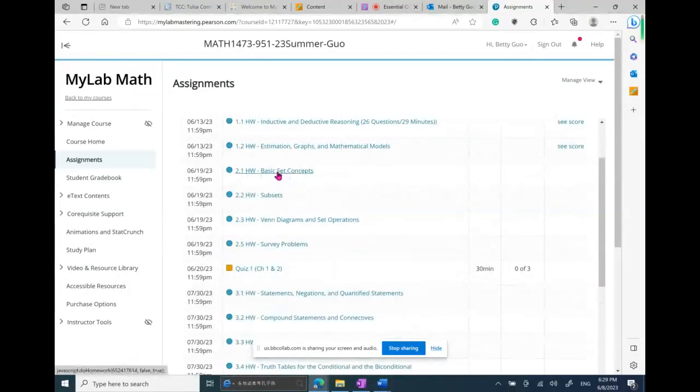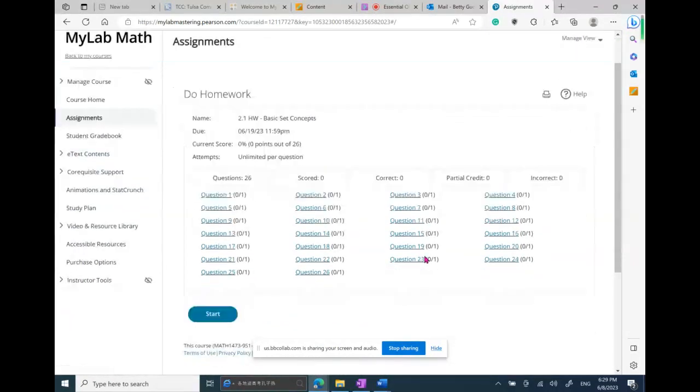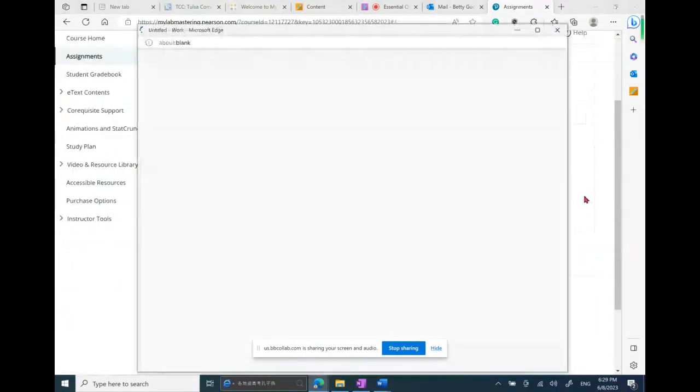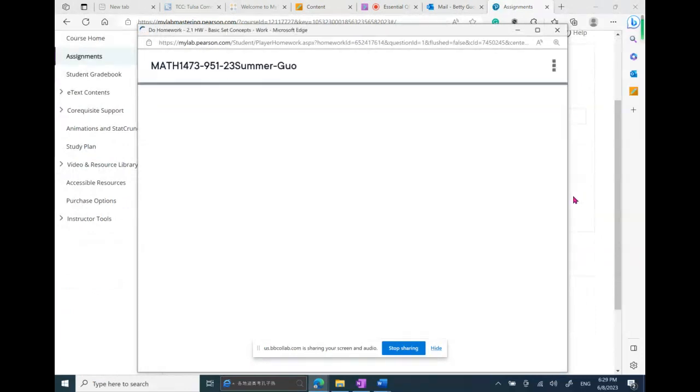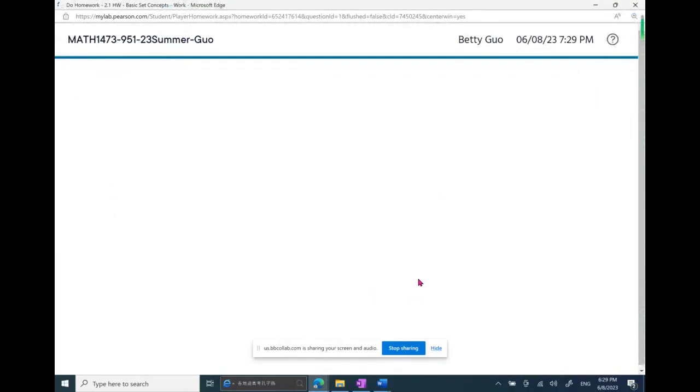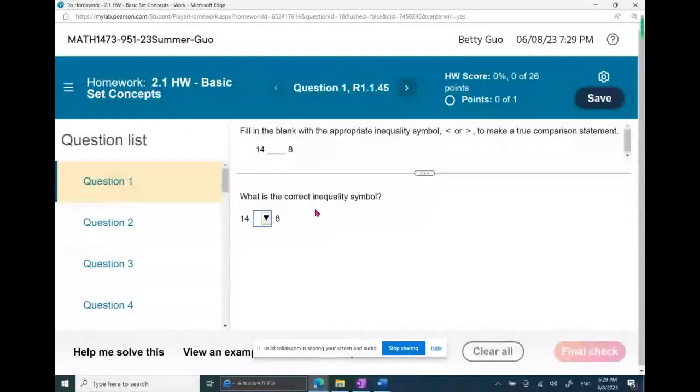Let's go to 2.1. Yeah, 2.1. Get started. Set theory is actually useful for a later chapter when we learn probability, classical probability. You will see something similar. When I teach, I like to teach in order, chapter 1, 2. I don't jump. So I just keep the order.